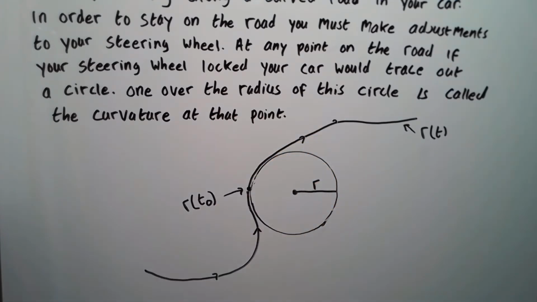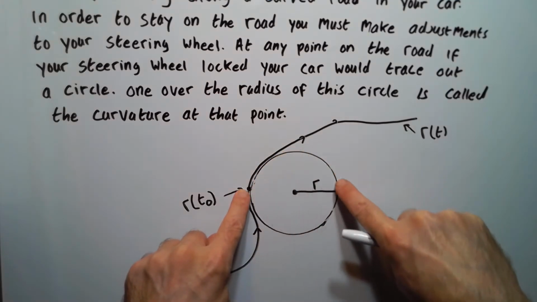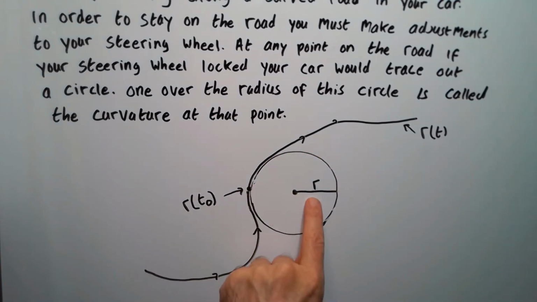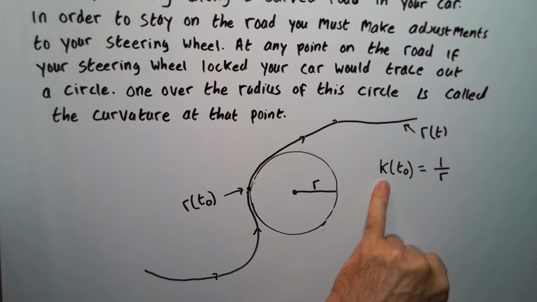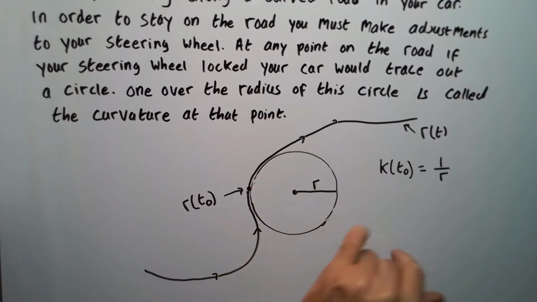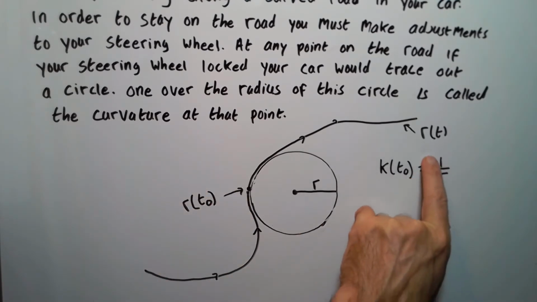And 1 over the radius of that circle would be the curvature at that point. So imagine you're going around this curve, and at this point your steering wheel locks and you trace out a circle. Then you're on a circle, and 1 over the radius of that circle would be the curvature. We write the curvature with a K. In this picture I've drawn the curvature at t0, so here's r(t0). The curvature at time 0 is 1 over R.